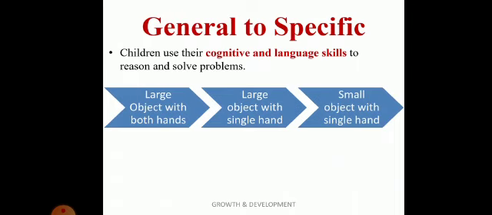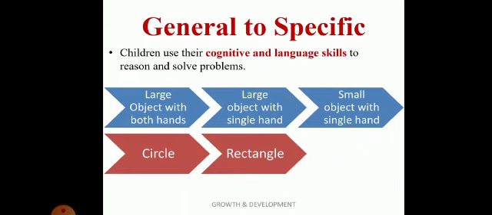Clear? So how does this maturation occur? It is from holding or lifting a large object with two hands. Then maturation-wise the child will learn a large object with a single hand. Again from large objects, the child will learn to operate or manipulate small objects with a single hand. Now when the child learns how to hold a pencil, how does the maturation occur? Initially the child will draw circles, then rectangles, and then letters. Clear? So directly the child will not be able to write any letter.